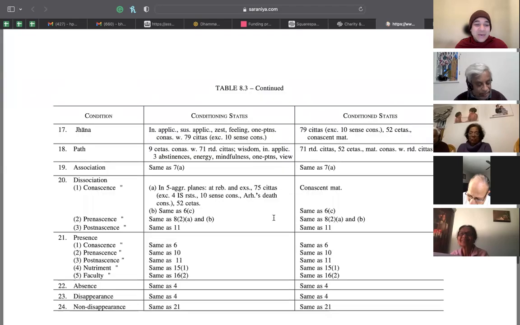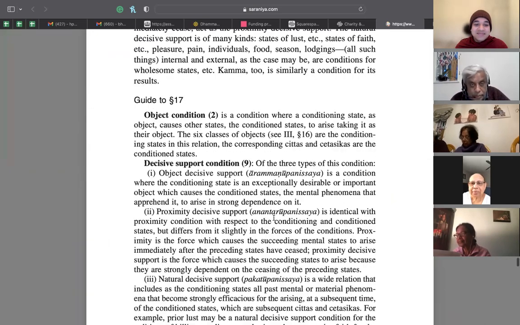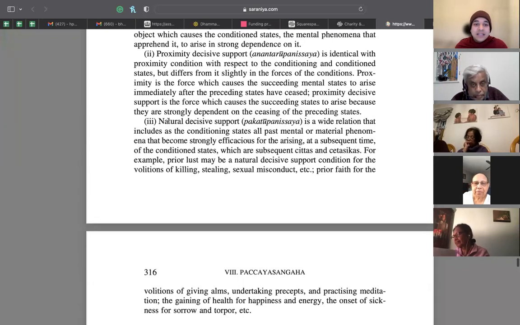All right. Now, let us go. Where is it? 315. Here, natural. Natural decisive support, Pakatupanisaya, Upanisaya, is a wide relation that includes all the conditioning states, all past mental or material phenomena that become strongly efficacious for the arising at a subsequent time of the conditioned state, which are subsequent chittas and chetasikas.